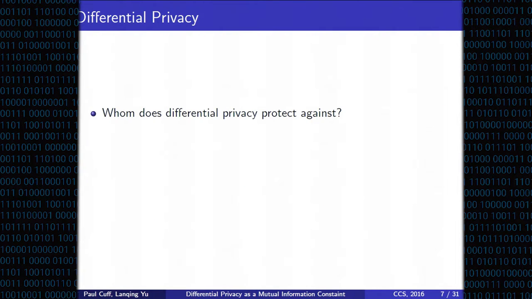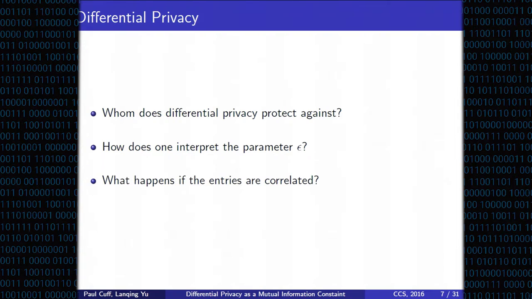Well, even given the definition of differential privacy, you may still have many questions. For instance, whom does differential privacy protect against? Differential privacy is just a constraint on the distributions. It doesn't directly answer these questions. So the second question may be, how does one interpret that critical parameter epsilon? And for the third question, what happens if the entries in the database are correlated?